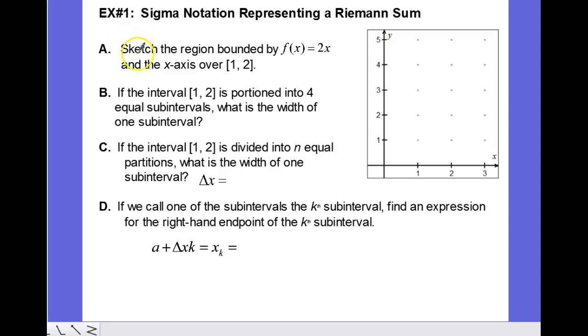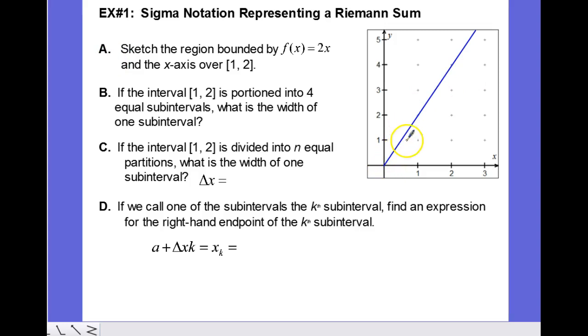Alright, in example 1, they want us to sketch the region bounded by the function f of x equals 2x. So that's a straight line with a slope of 2 and a y-intercept of 0. And they want us to consider this area bounded over the closed interval from 1 to 2. So let's take a minute and sketch that on our graph.